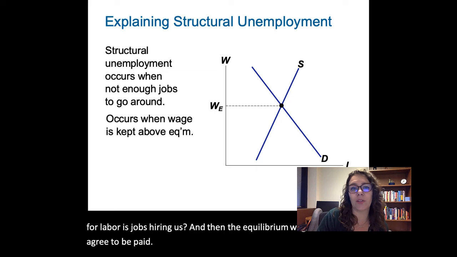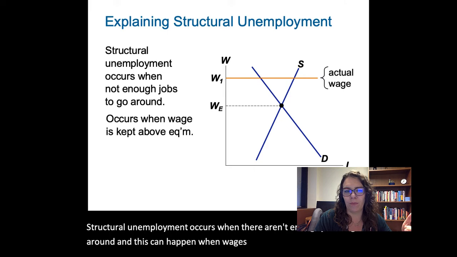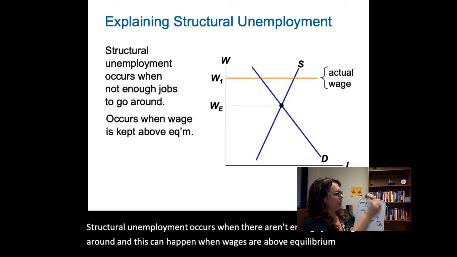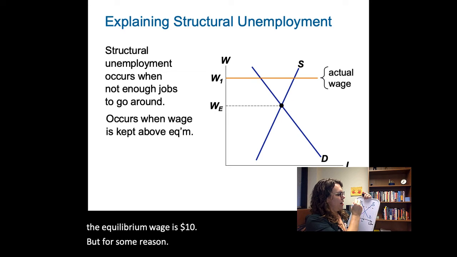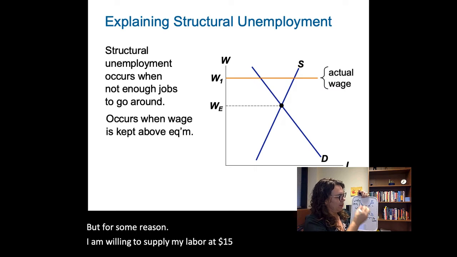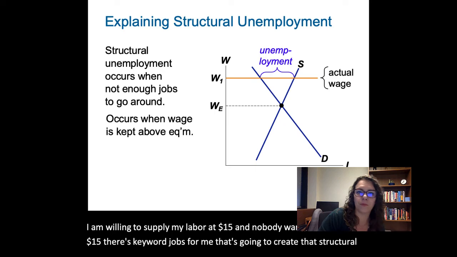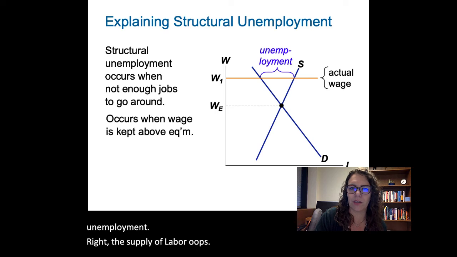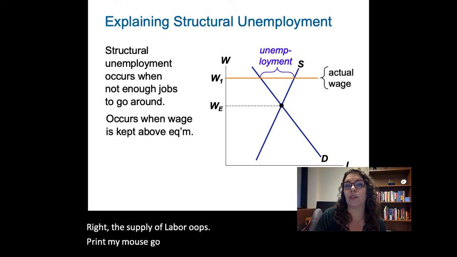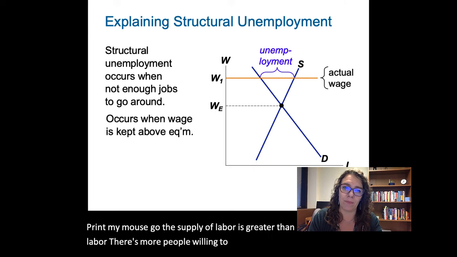Structural unemployment occurs when there aren't enough jobs to go around, and this can happen when wages are above equilibrium. So if the equilibrium wage is $10, but for some reason I am willing to supply my labor at $15 and nobody wants to hire me at $15, there's fewer jobs for me, that's going to create that structural unemployment, right? The supply of labor is greater than the demand for labor. There's more people willing to work than there are jobs for them.